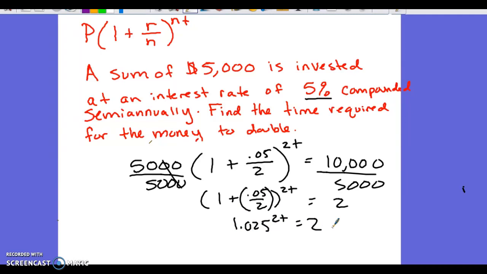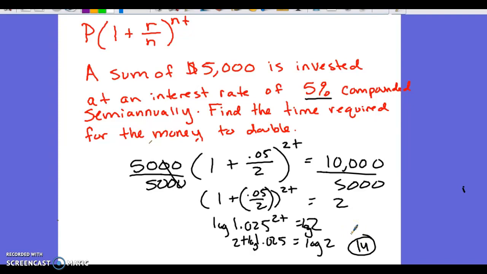Now I can take the log or ln on both sides. Make sure that when you bring down that 2t, keep your log here. So what I'm going to do is log 2 divided by log of 1.025. Then I'm going to divide that by 2, which gives me 14.